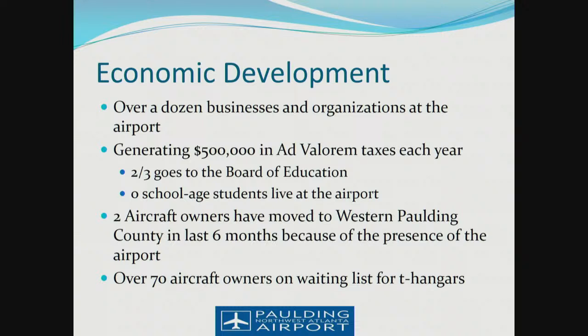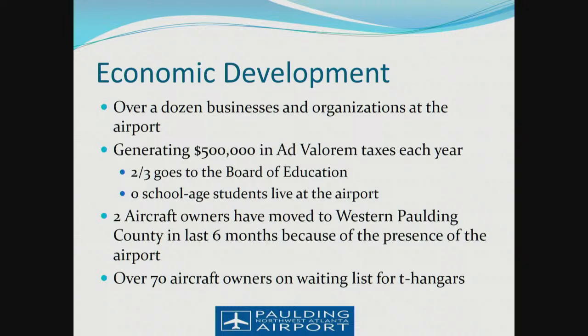Economic development, a lot of people that I talk to have a hard time believing that we've got 12 businesses and organizations with a presence at the airport. Doesn't mean that this is their headquarters, but it means that they have at least a presence out there. Our flight schools, our maintenance facilities, our companies that do business at the airport. And this is very important to us, and this is an aspect of having an airport that we want to focus on and grow. For the second year in a row, we're on track to generate over $500,000 in ad valorem tax. That money doesn't come to us, it comes to y'all and goes to the school board, and that's our contribution to the county finance model, business model.